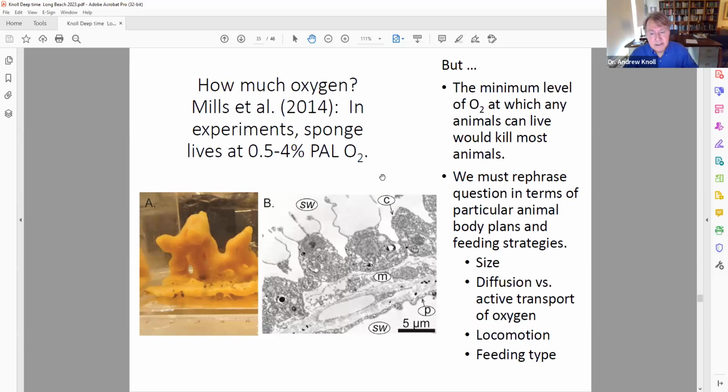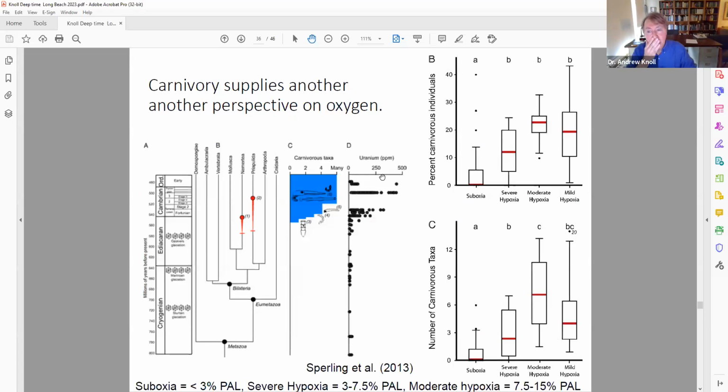Animals of different size, animals that have complex anatomy, locomotion, feeding type, and in particular, one of the things that we've found, and this is the work of my former postdoc, Eric Sperling, now at Stanford, carnivores need a lot of oxygen relative to other kinds of animals. In part, that's because they move around and catch prey, but also because a lot of carnivores stuff a significant part of their body weight into their digestive system when they hunt, and that puts a very strong, if transient, oxygen demand on the organism.